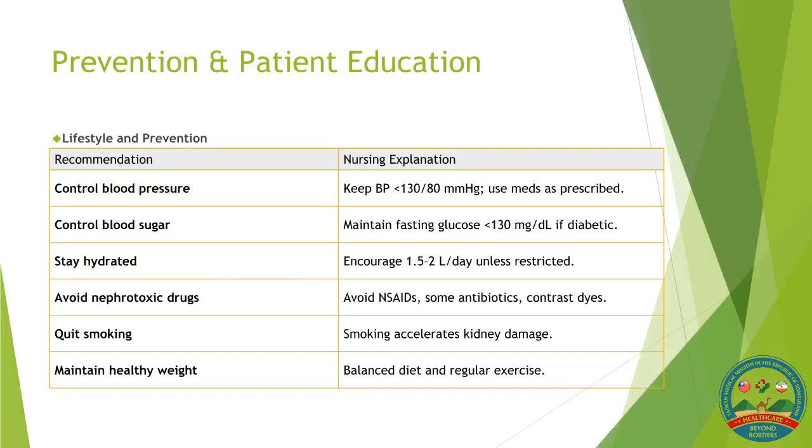To protect kidney function, lifestyle control is essential. Keep blood pressure below 130/80 and take medicines as prescribed. Maintain blood sugar below 130 if diabetic. Stay well hydrated, about 1.5 to 2 liters a day, unless restricted by the doctor. Avoid nephrotoxic drugs such as NSAIDs, some antibiotics, and contrast dyes. Quit smoking, because smoking worsens kidney damage. And maintain a healthy weight through balanced diet and regular exercise.